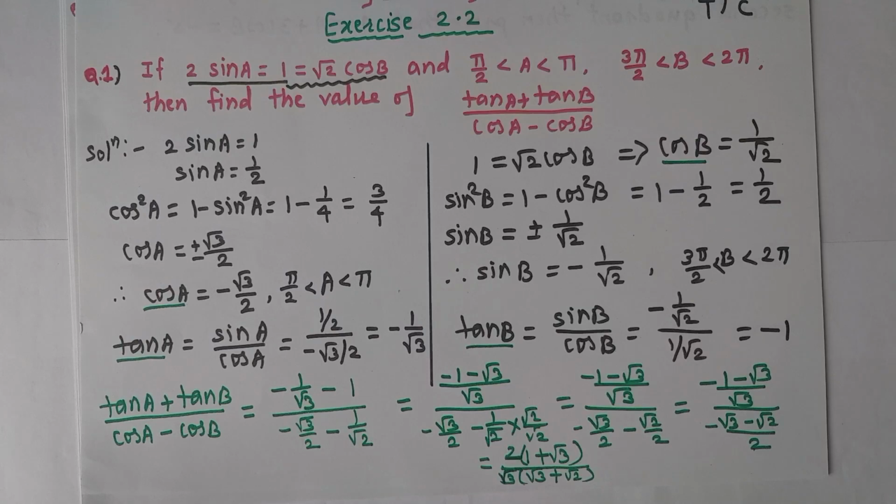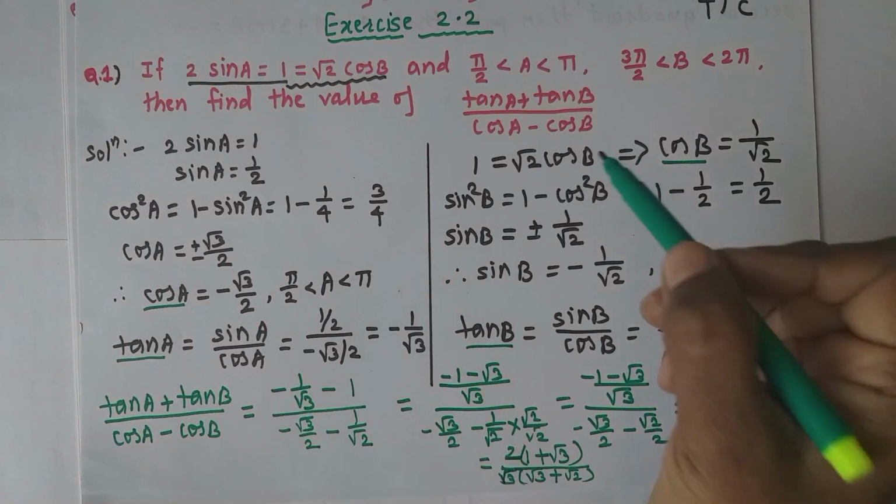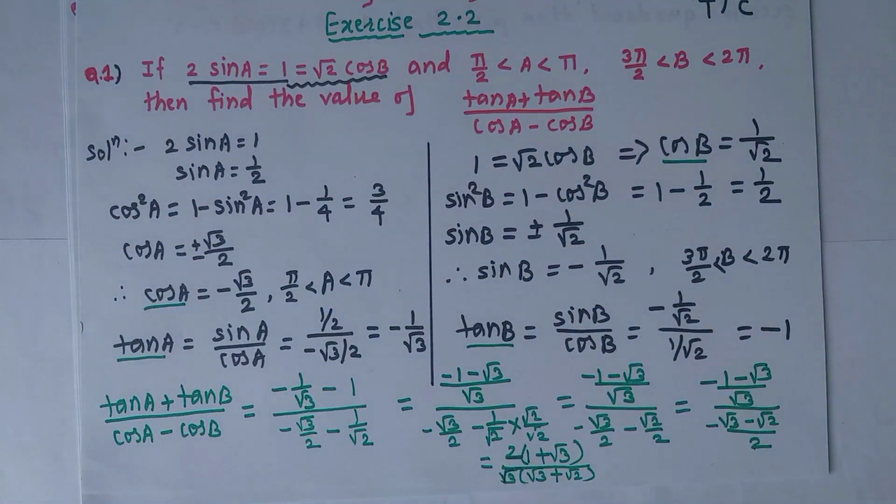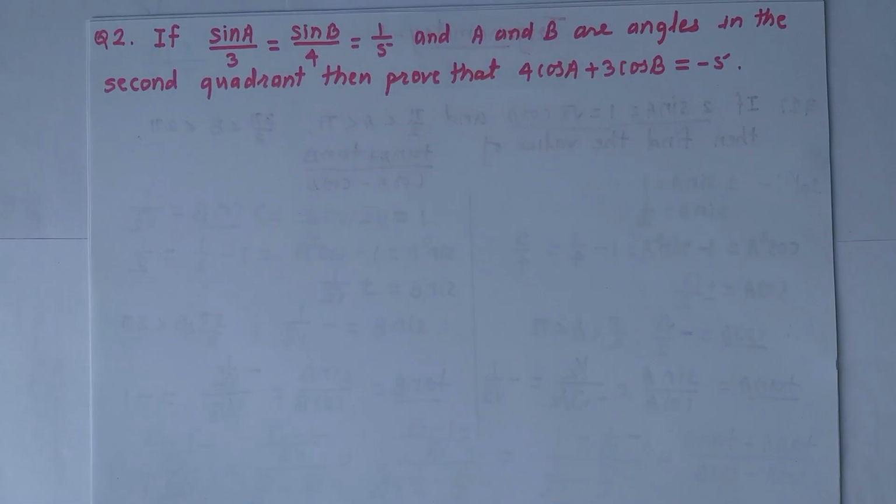If you find out the values of tan A, tan B, cos A, cos B, and keep those values in this equation and simplify this. Okay, let's see the next problem. Now see what is question 2.